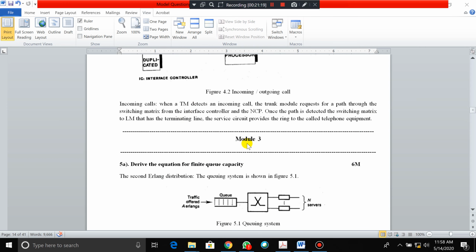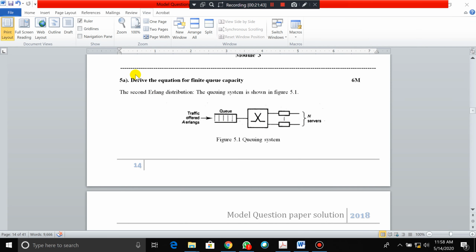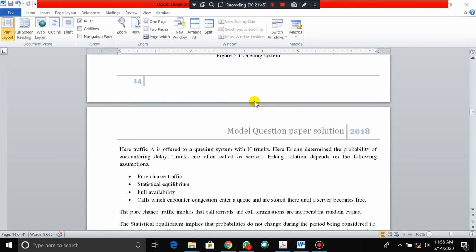So now let us go to module number 3. Derive the equation for finite queuing capacity. The second Erlang's distribution, the queuing system is shown in the diagram. Here the traffic offered in Erlangs is given as an input to a queuing system. This is a telecommunication switch. These are n number of servers. So here they are asking you to derive the finite queuing capacity.